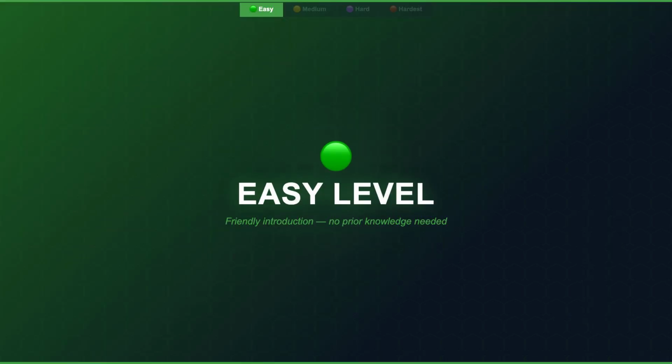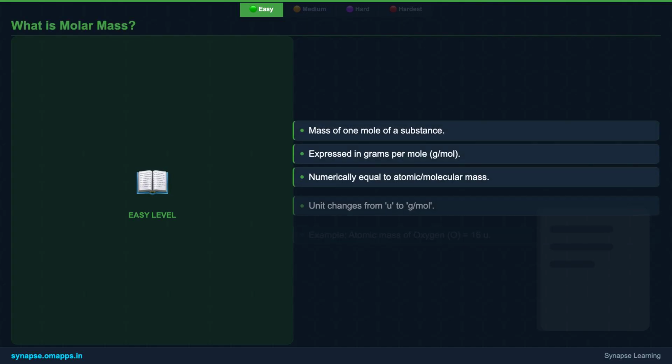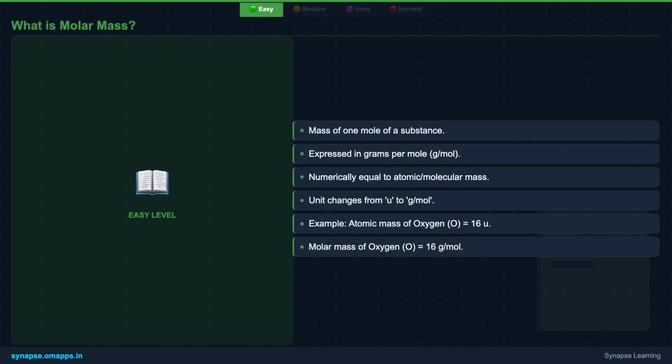Let's start with the basics. Understanding the mole concept is like learning a new counting unit. It makes dealing with tiny atoms much easier. Imagine you want to count individual grains of sand on a beach. Impossible, right? In chemistry, we face a similar challenge with atoms and molecules. That's where the mole comes in.